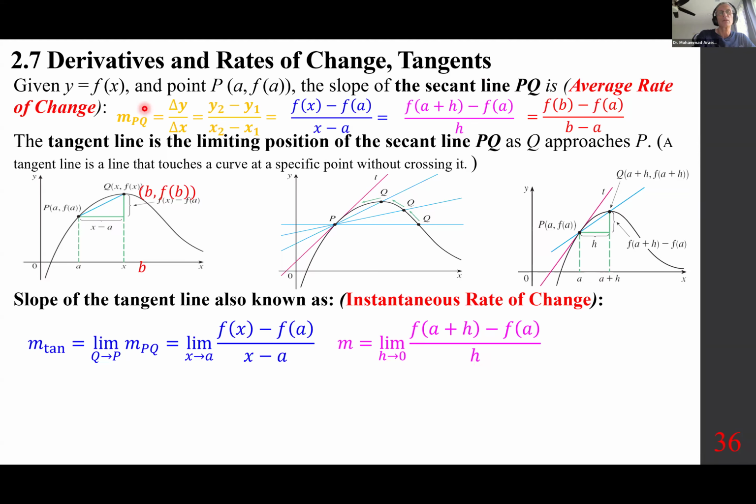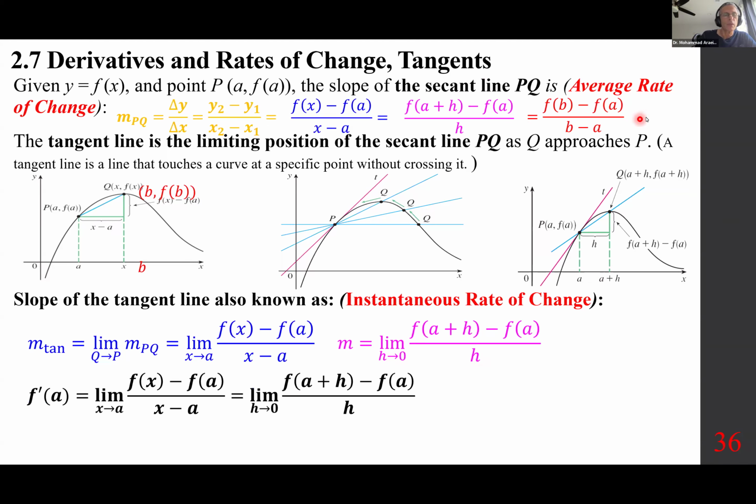All of them are referring to the slope of a secant line. All of them are referring to the slope of a tangent line. This is also called the difference quotient. Now, f prime at a point a is the limit of f of x minus f of a over x minus a as x approaches a, or the limit of f of a plus h minus f of a over h as h approaches 0.